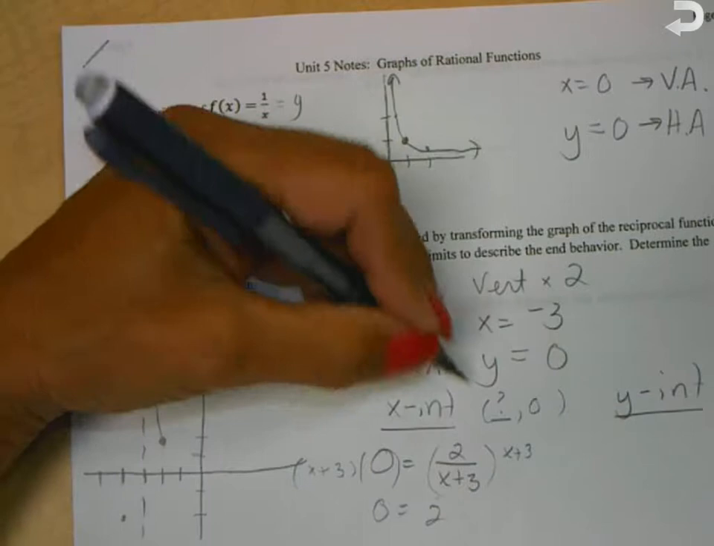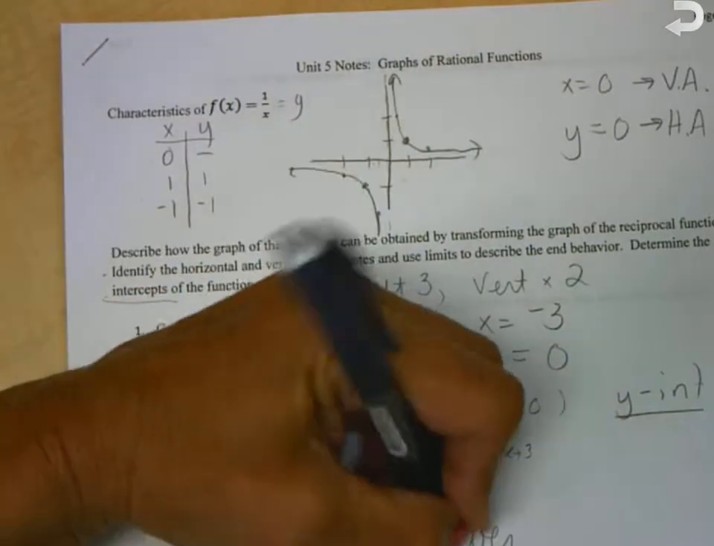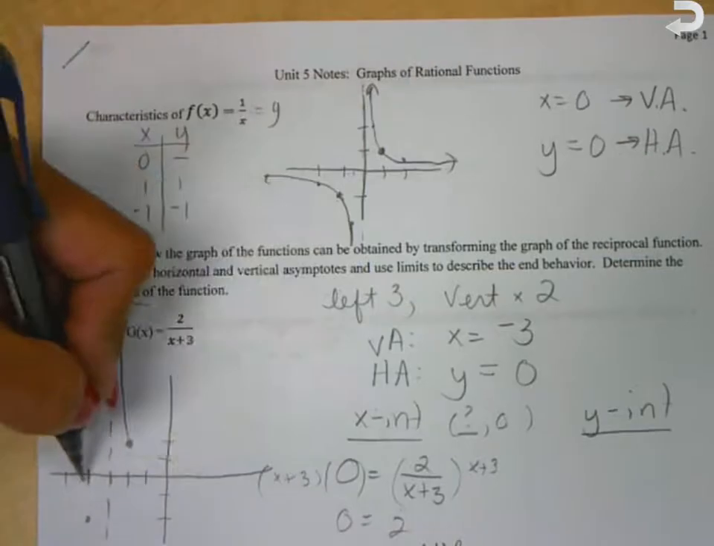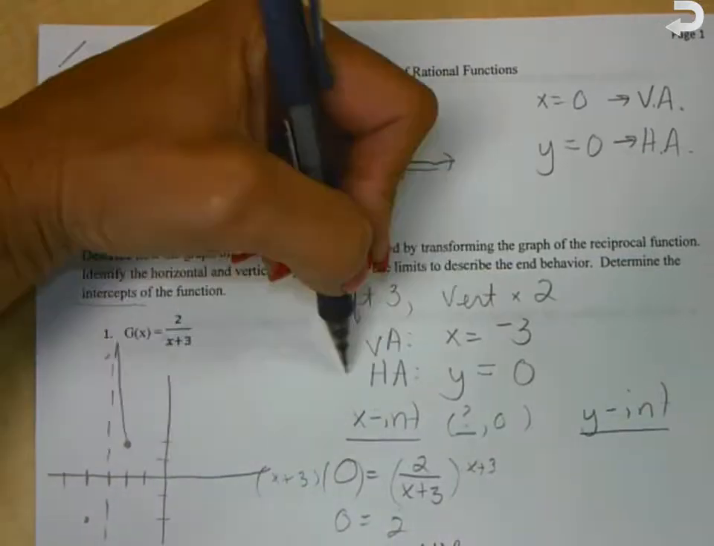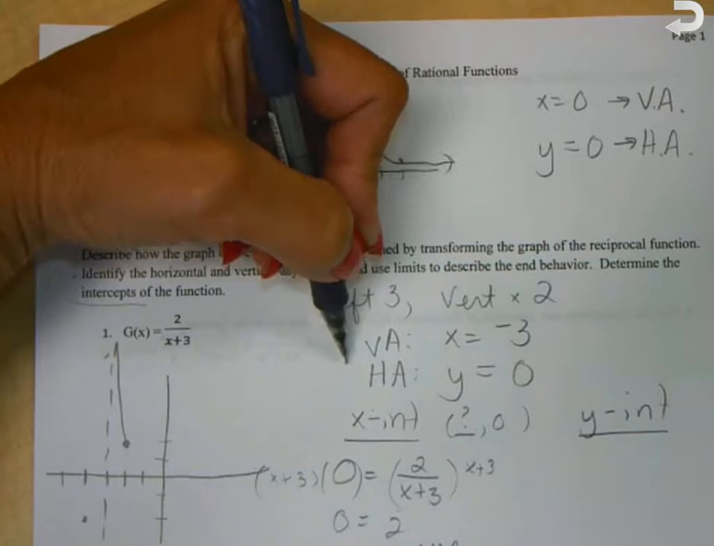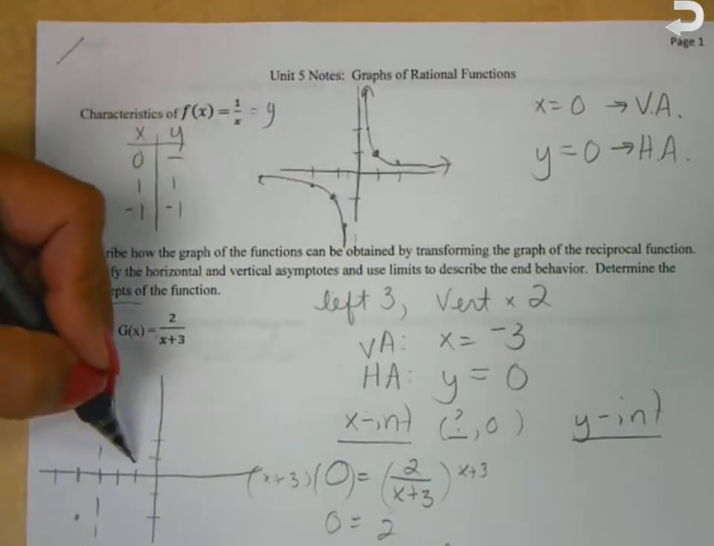And I have 0 is equal to, these would reduce down, 2. So x-intercept-wise, there's never going to be one. It's never going to have an x-intercept. So this graph is never going to cross this axis, and we kind of knew that up here based on it having a horizontal asymptote at y equals 0.